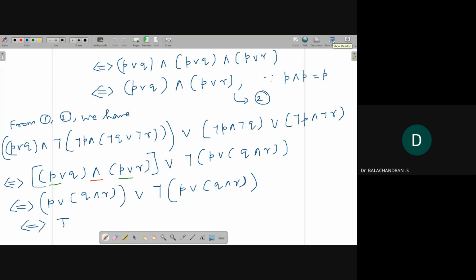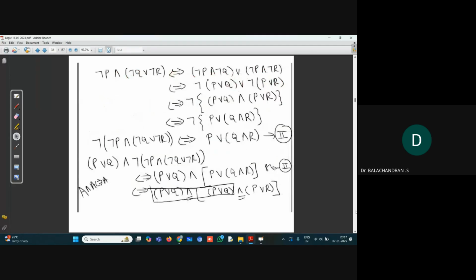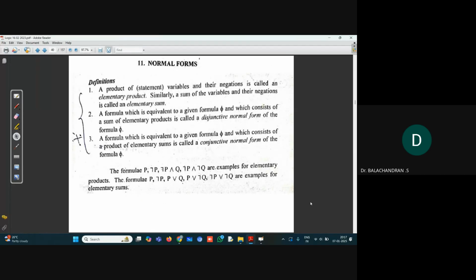So now in the next section, I will introduce normal forms, and then we will solve the problem. I'll give the definitions of normal form today. The next class we will solve the problem. I think it is visible to you. The normal form, just the definition is here.